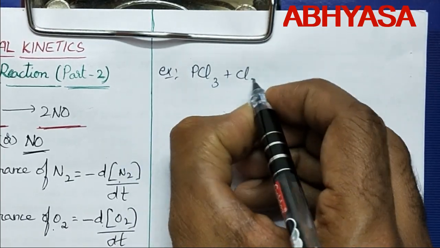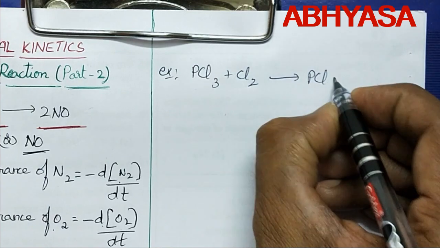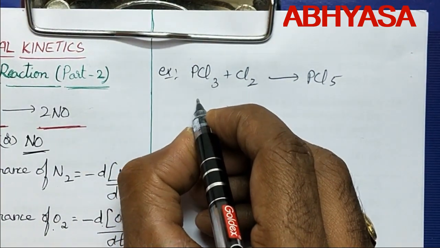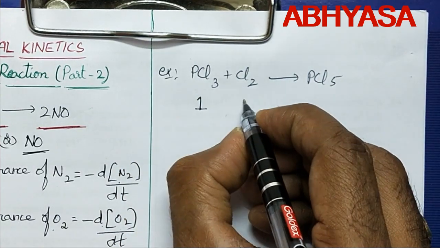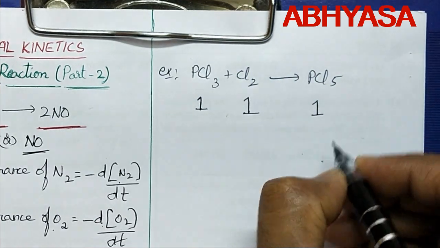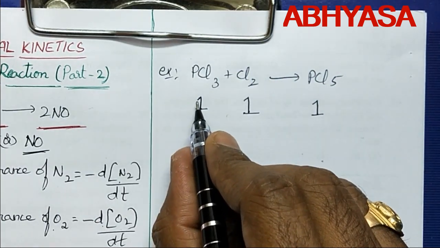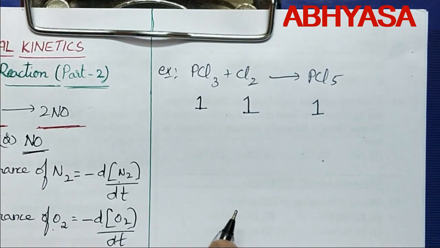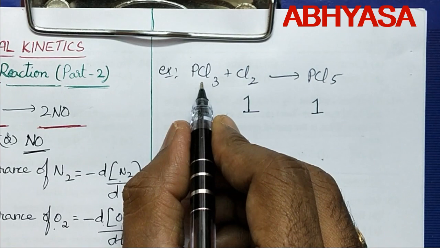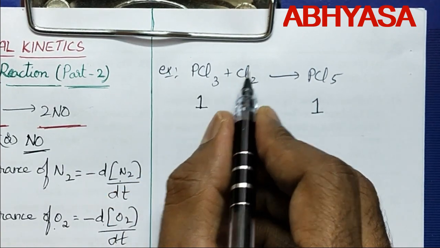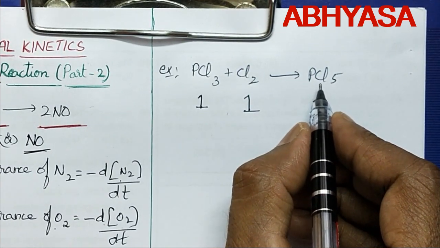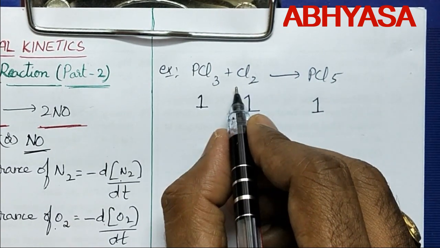PCl3 combining with Cl2 to form PCl5. Now here, from the reaction, it is very clear that 1 mole of PCl3 is combining with 1 mole of Cl2 in order to give 1 mole of PCl5. So all are reacting in the same molar ratio. Means the rate at which PCl3 disappears is equal to the rate at which chlorine disappears, and the rate at which PCl5 appears is same as this rate.